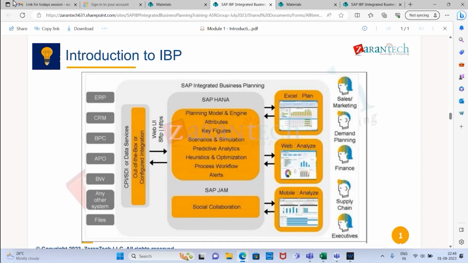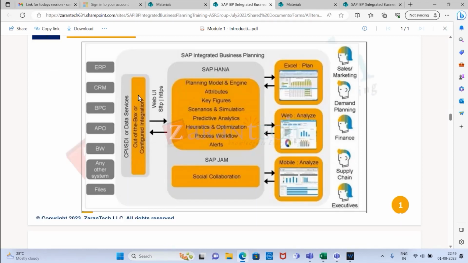So last but not the least, there are various stakeholders participating in the IBP process, as I mentioned yesterday, like the sales and marketing team, demand planning team, then finance team, supply chain team, of course, at the center of the IBP, and the top management and the executives of the organization. So this is how IBP works in the system.